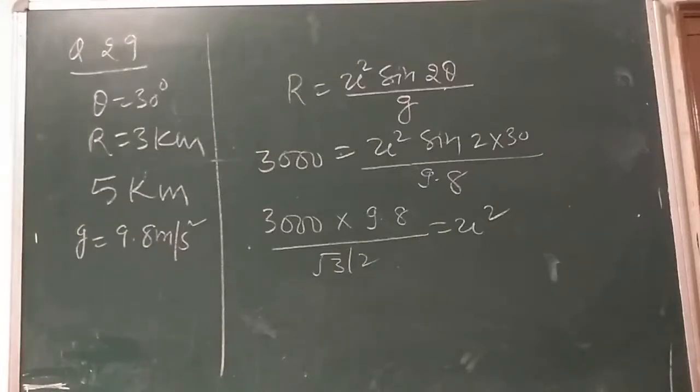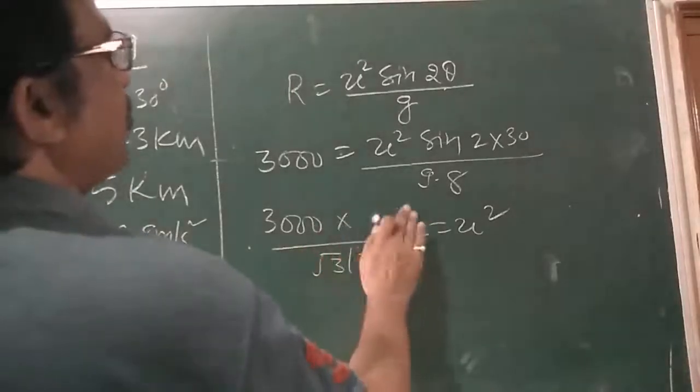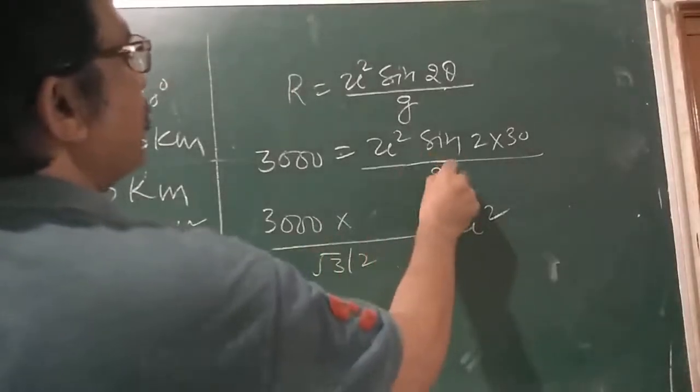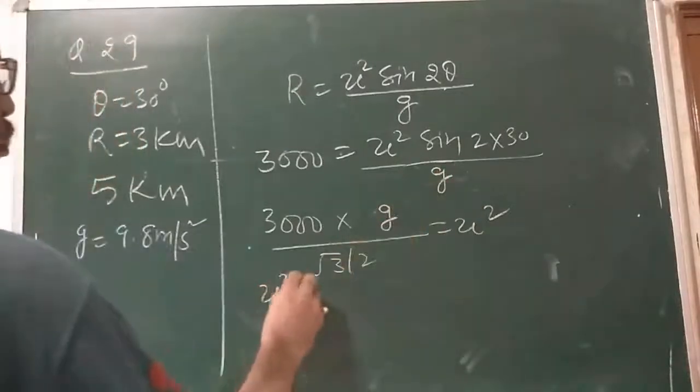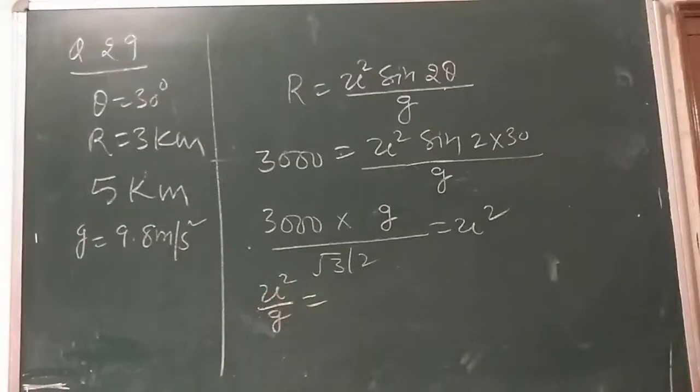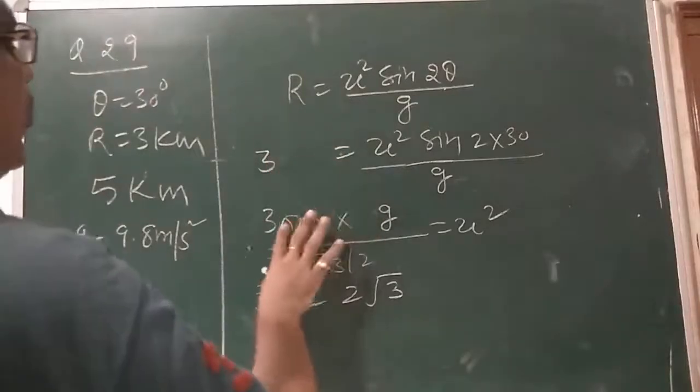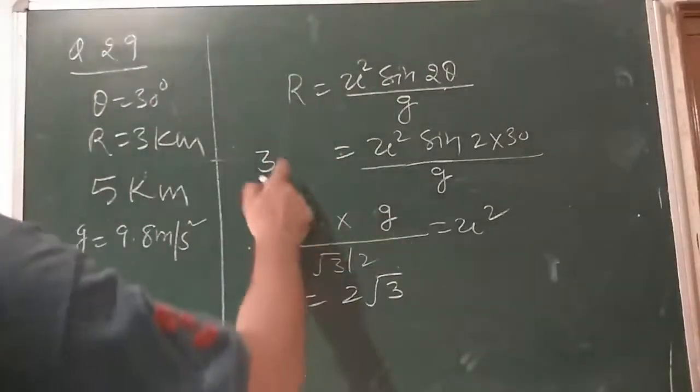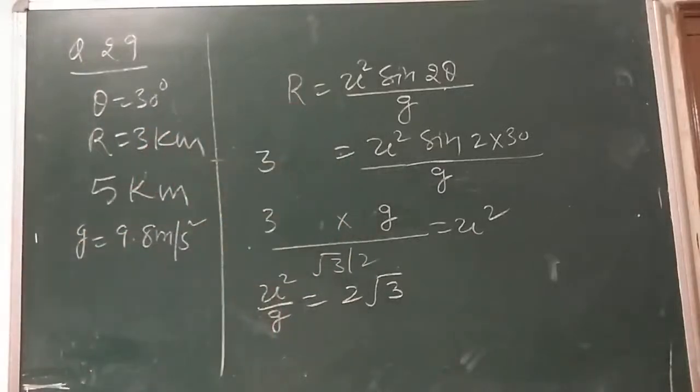So you can get here u square by g. Let this remain as it is, g. Here it is g. So we can solve it, u square by g here, and that u square by g is equal to 2 root 3. It is in 3 kilometer. Write this 3 kilometer in this manner. Sorry for that, not to write full. Write this u square by g is equal to 2 root 3 came out.